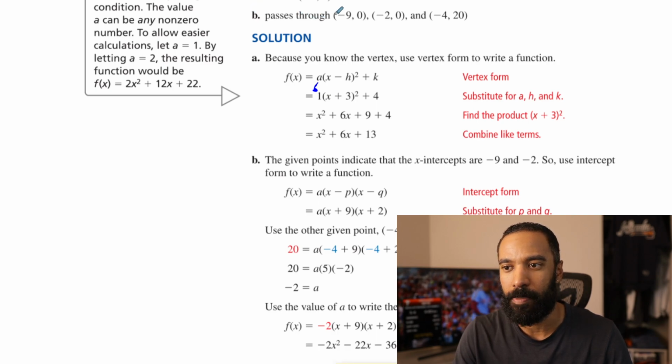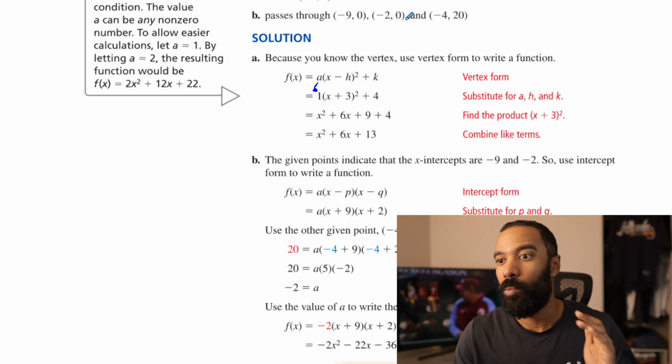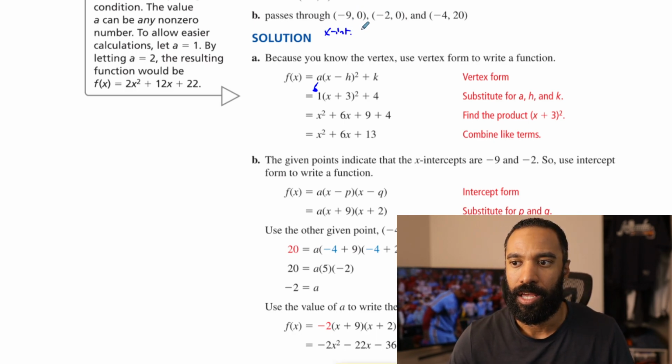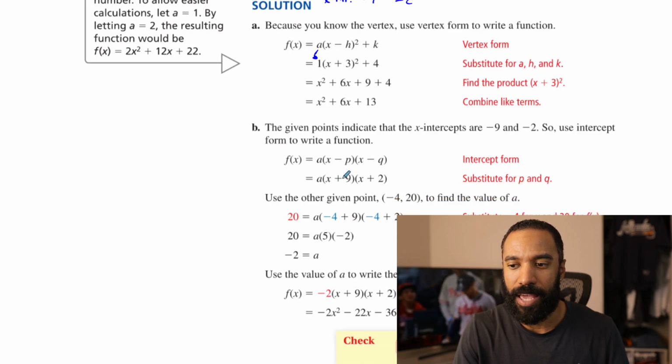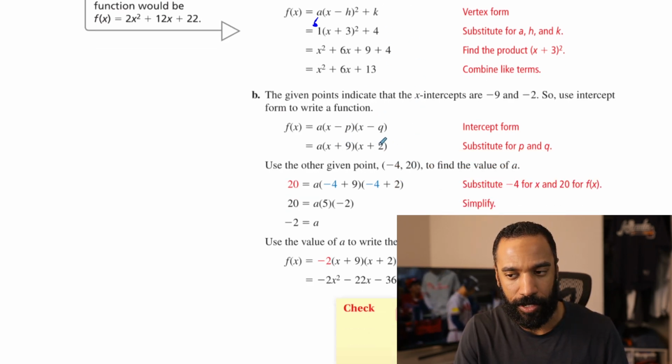Part B says let's pass through negative 9, 0, negative 2, 0, and negative 4, 20. Well, negative 9, 0 and negative 2, 0 can work as your x-intercepts. X-intercept of negative 9 and of negative 2. That means in factored form, if negative 9 is an x-intercept, x plus 9 is a factor. And if negative 2 is an x-intercept, then x plus 2 is a factor.